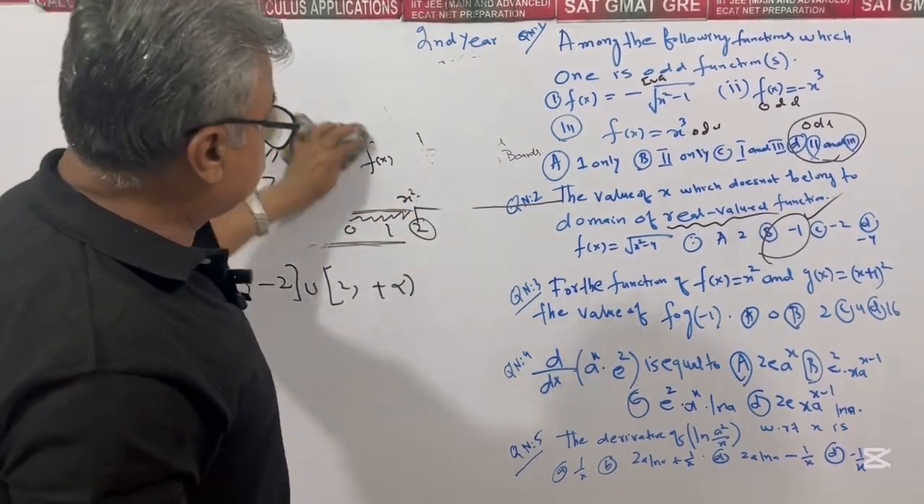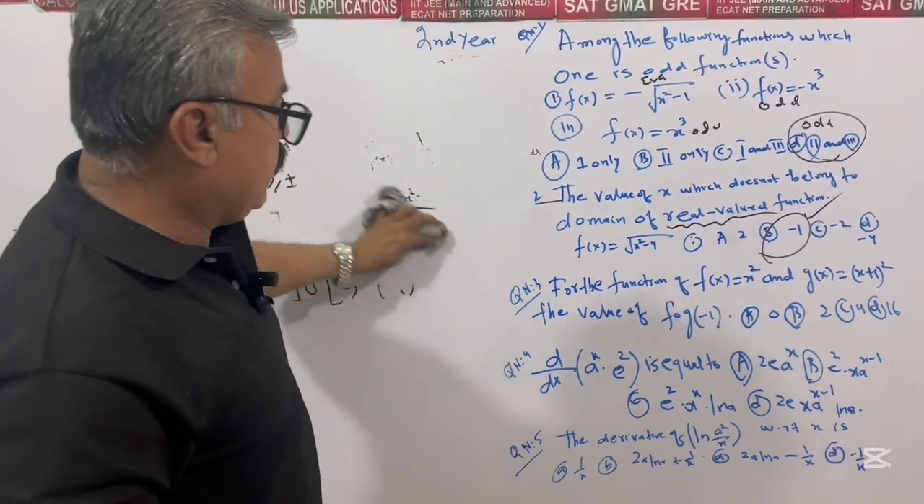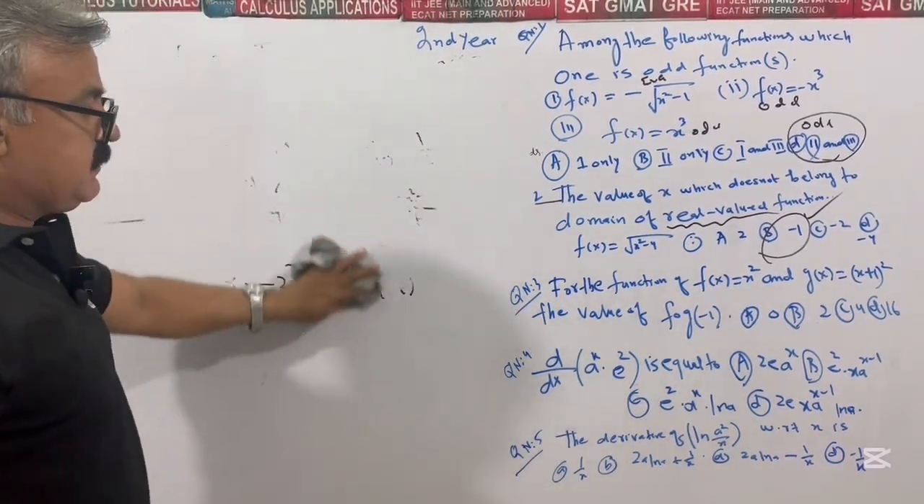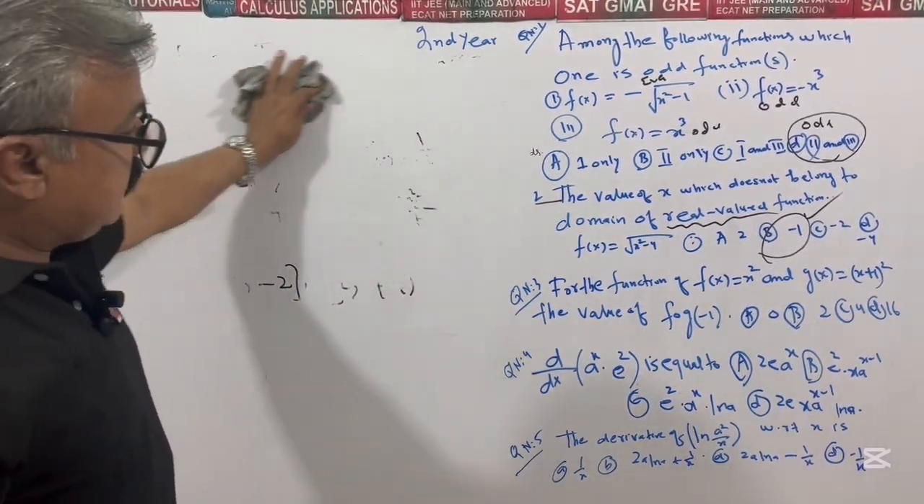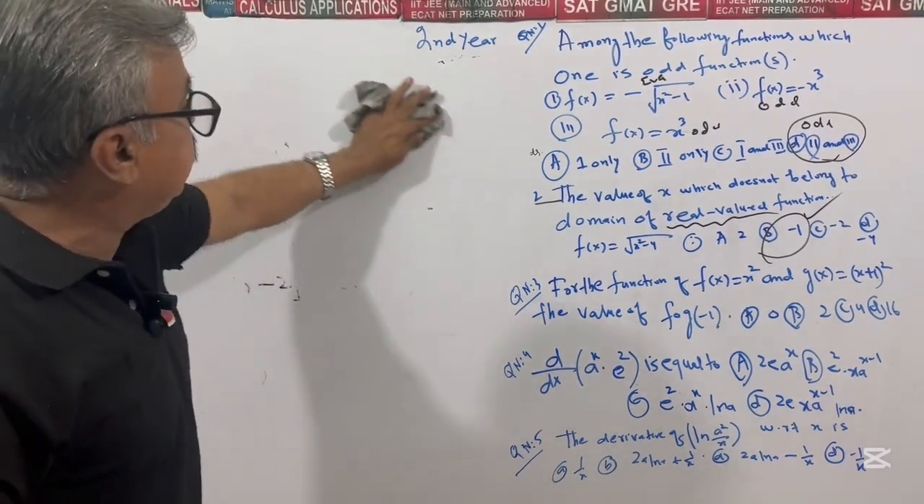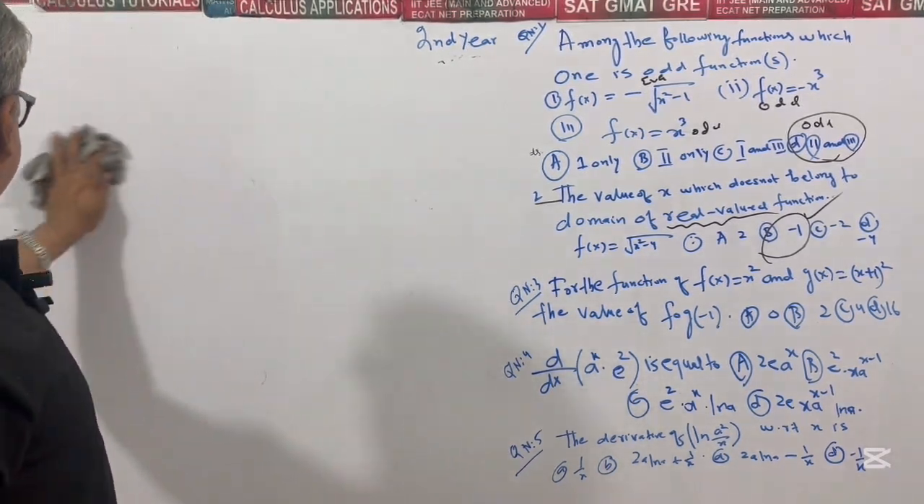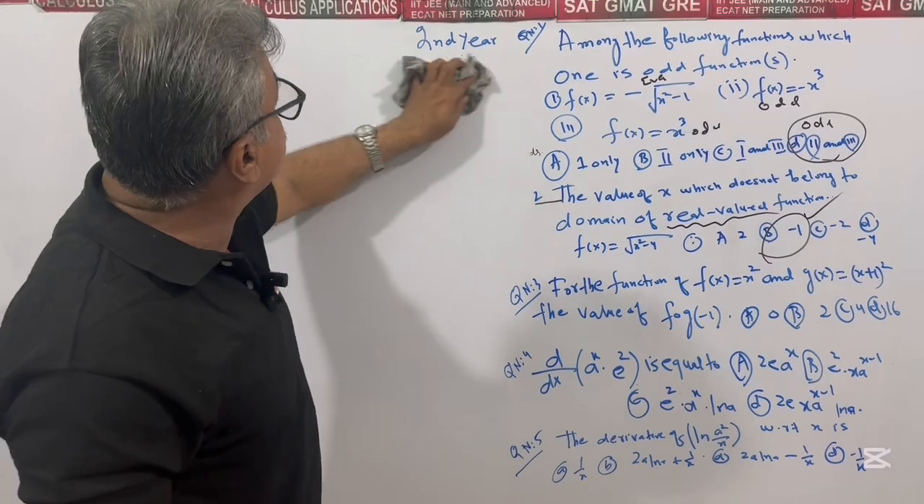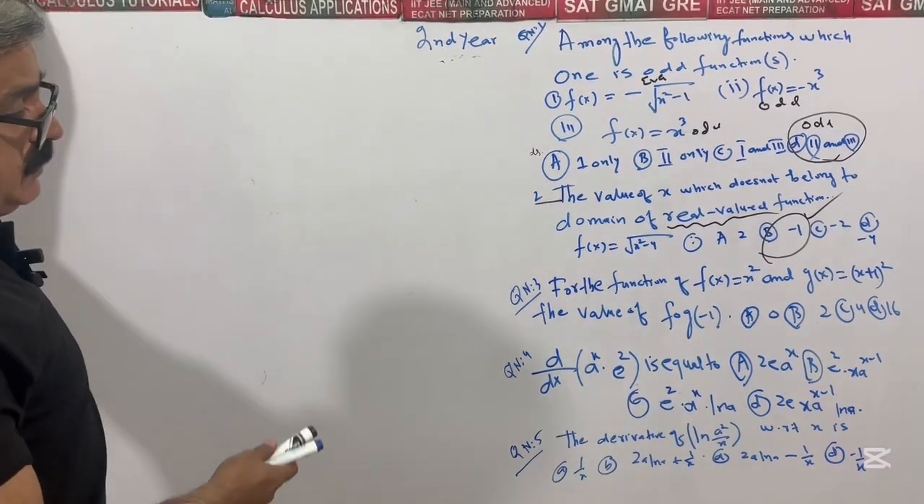The next question is: for the function f of x is x square and g of x is x plus 1 whole square, find the composition of f and g when x is equal to minus 1. The next question is based on composition of functions.